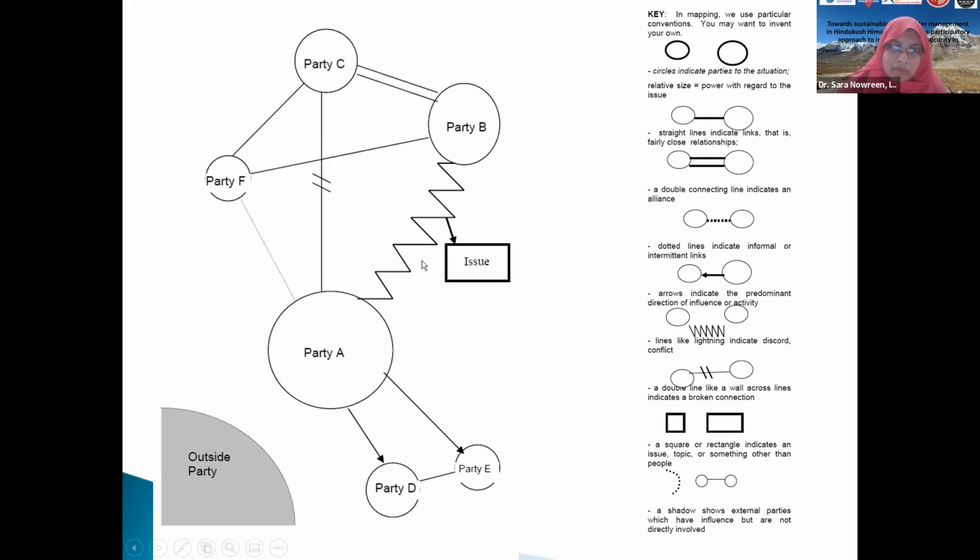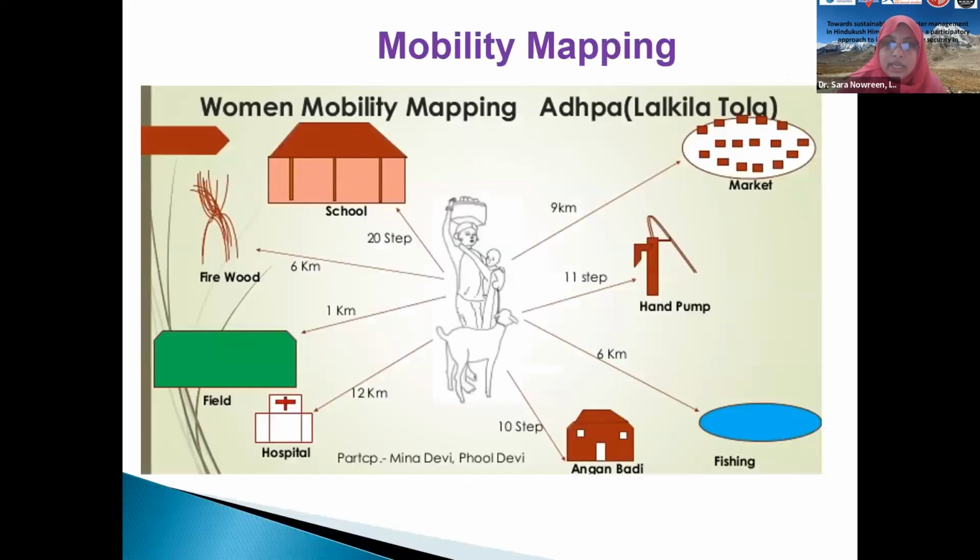So these kinds of conflicting things you can also see, if there is any break, or no cooperation or collaboration in between. So these maps can help you find out where government needs to work more.